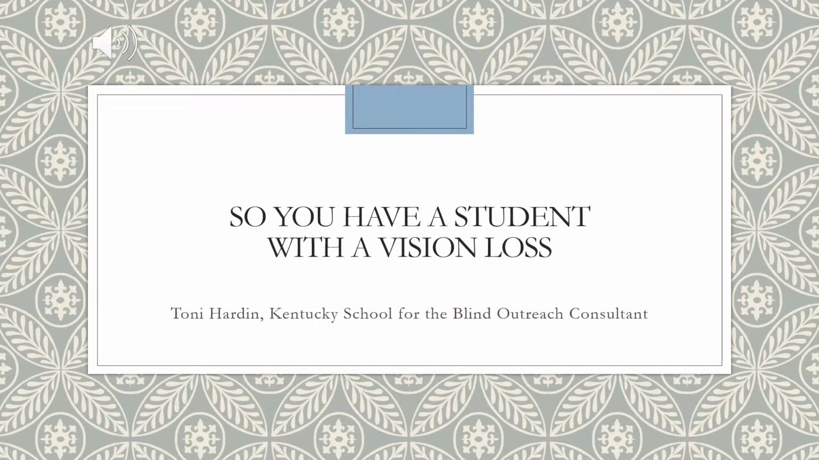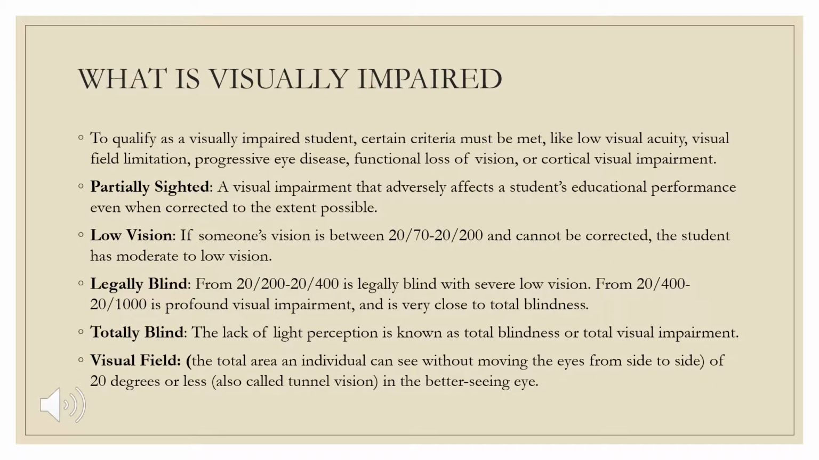Today we will discuss the definition of visual impairment in the educational setting, look at visual simulations through pictures, and discuss the 5 most common visual impairments in children. Let's talk about what it means to be a visually impaired student in the state of Kentucky.